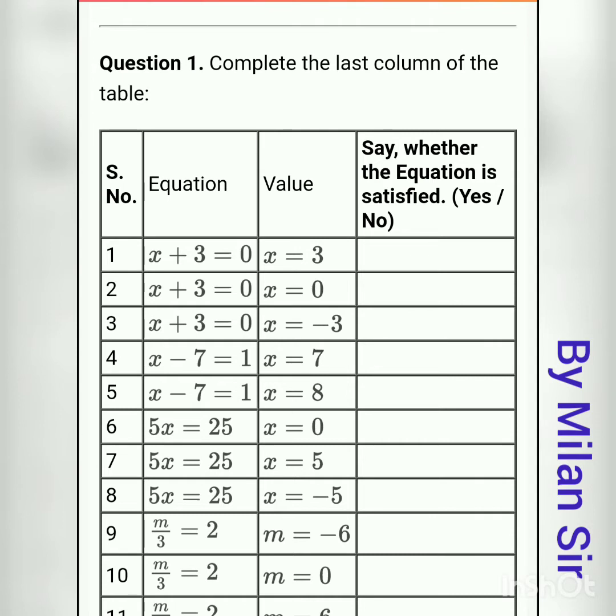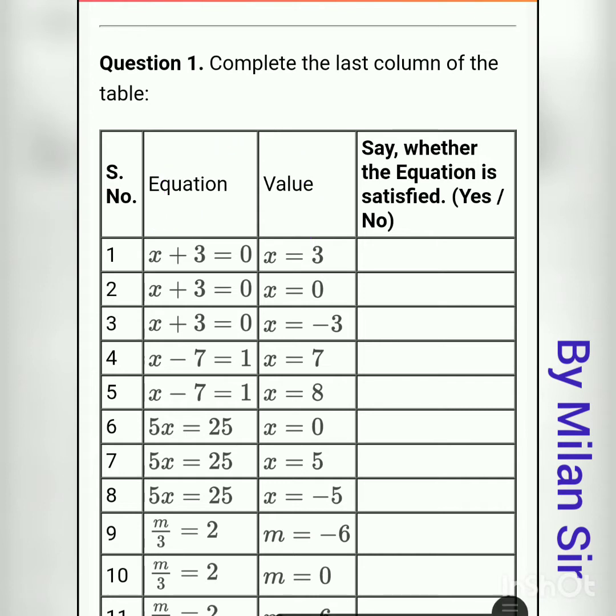Okay, so let's start with question number 1. Here, complete the last column of the table. The equation is given, and a value is given. Say whether the equation is satisfied, answer yes or no. So what we need to do is put this value here. If we get the same answer on the left hand side and right hand side of the equality sign, we can say that this equation is satisfied. That means yes, otherwise no.